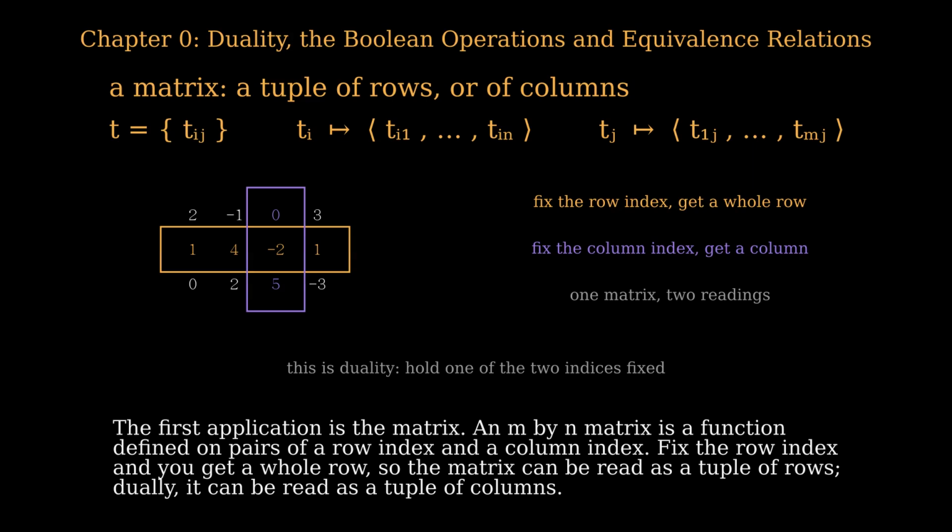The first application is the matrix. An m by n matrix is a function defined on pairs of a row index and a column index. Fix the row index, and you get a whole row. So the matrix can be read as a tuple of rows. Dually, it can be read as a tuple of columns.